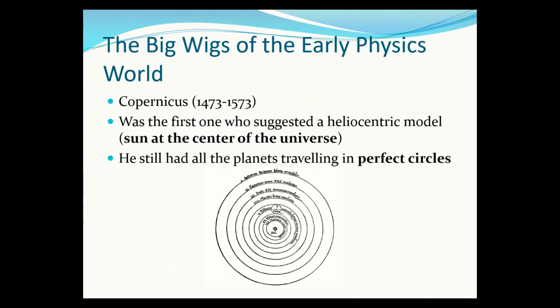So you can see the sun is at the center, and then here is Earth, and then the moon orbits around the Earth, and then we have Mercury, Venus, Mars, Jupiter, Saturn, and then the heavens out there.